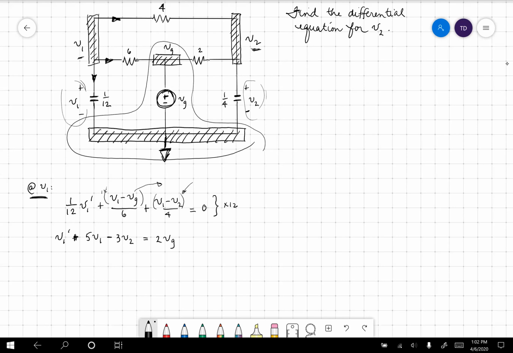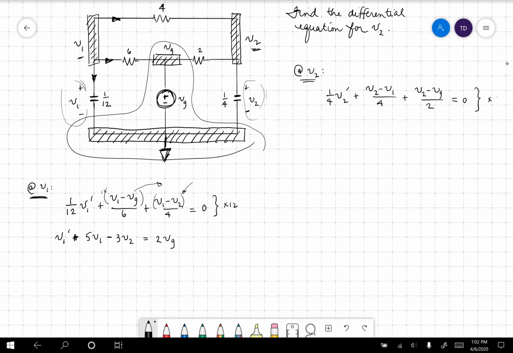The second equation, I'll write it up here. So at V2, it's going to be very, very similar. So it's going to be 1/4 V2 prime plus V2 minus V1 over 4 plus V2 minus VG over 2. Sum those up and they're equal to 0.